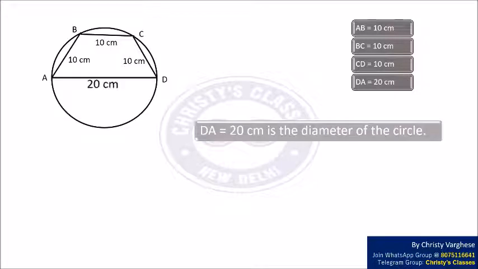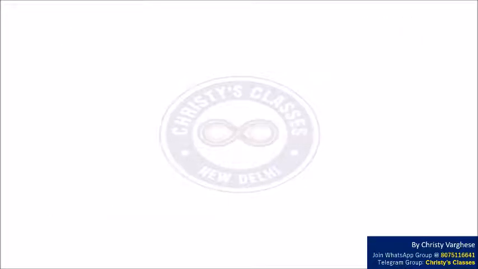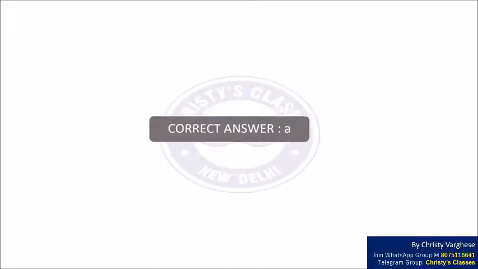Since DA is the diameter of the circle, we can clearly say that the radius of the circle is equal to half the diameter, that is equal to 20 by 2, that is equal to 10 cm. So the correct answer is option A.